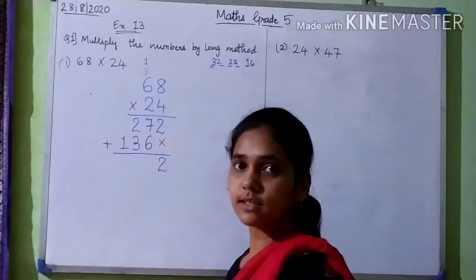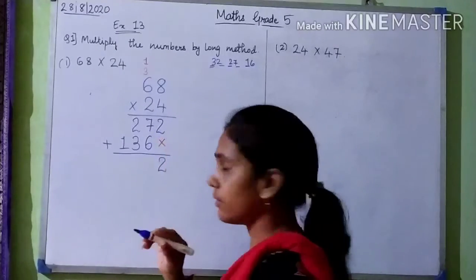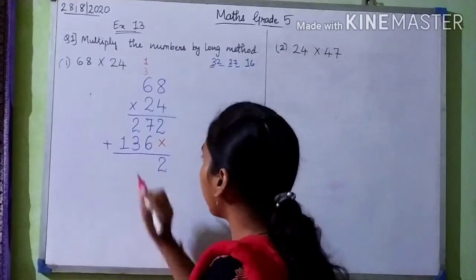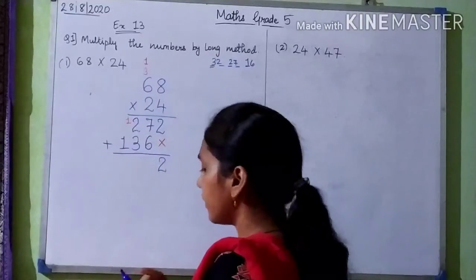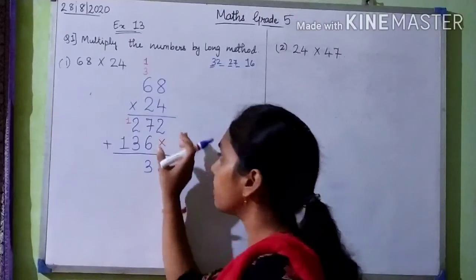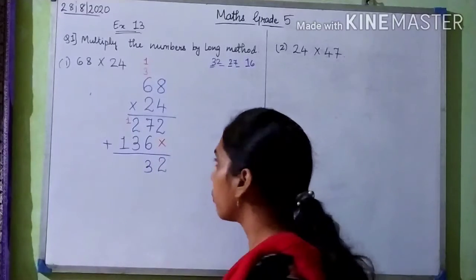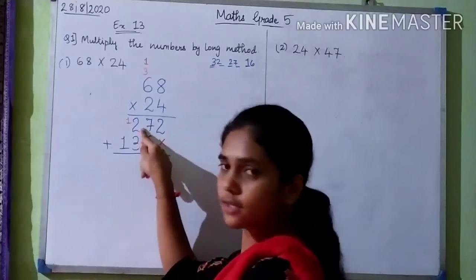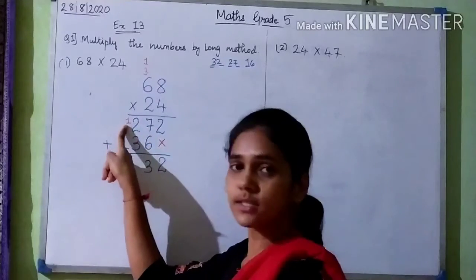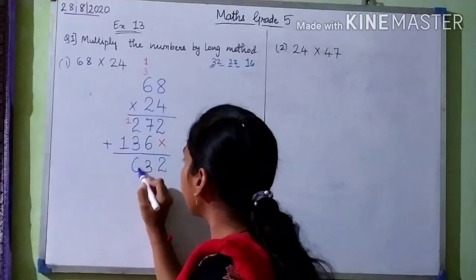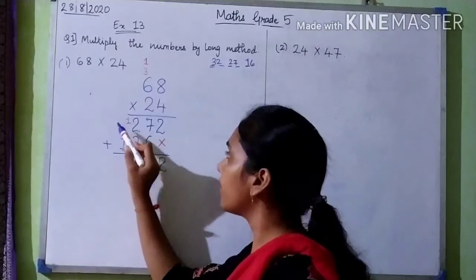7 plus 6 is 6 plus 7, 12, 13. So 13, how do I write 13? I write 1 here and 3 here. This is simple addition. You have done addition. Okay. Now 3 plus 2 is 5. 5 plus this one is 6. So I write 6.